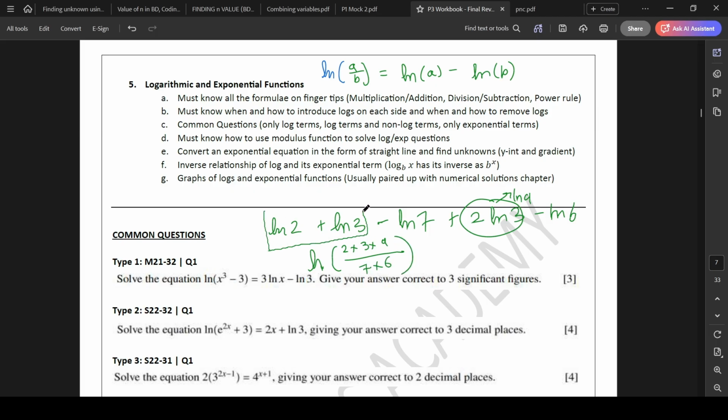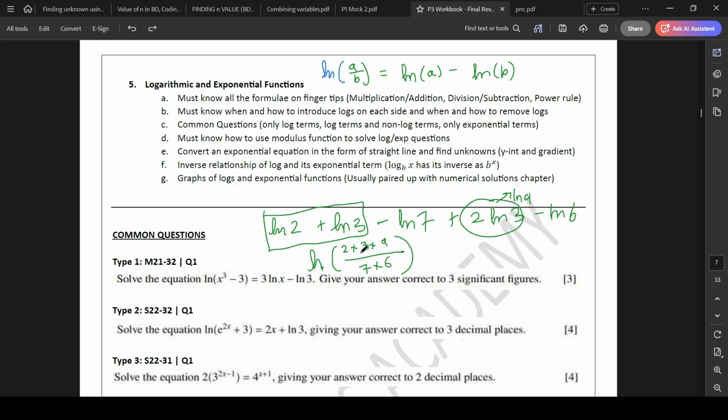I can use ln of a plus ln of b, and using that I can write this as ln of 2 into 3. Then ln of 2 into 3 plus ln of 9. So again I can use the addition multiplication rule so that you get ln of 2 into 3 into 9. And then because you are having all of that minus ln 7, you are using ln of this over 7. And then again you are having minus ln 6.